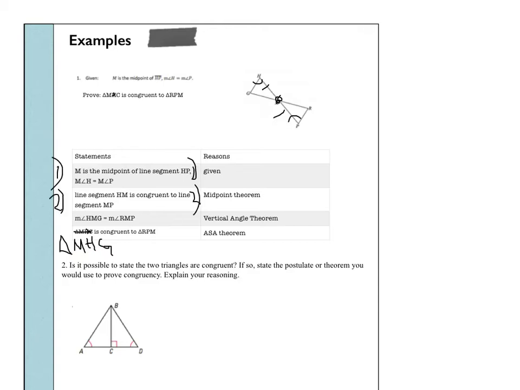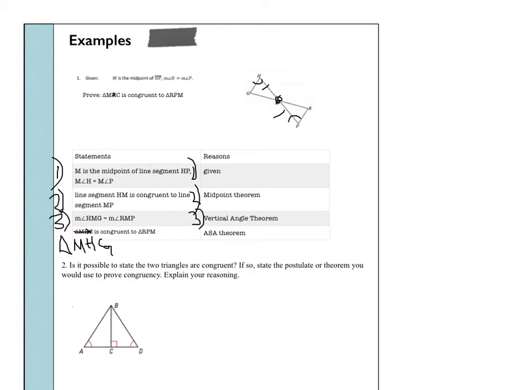Now my second step, I know that I'm going to probably have to know an angle, and a side and an angle are congruent, so I'm going to try to find one of those that is congruent. Well, I know that line segment HM up here is congruent to line segment MP here, which I wrote right here. And why do I know that? Well, I know that because of the midpoint theorem. Because up here we've stated that M is the midpoint, and we know that midpoints create two congruent line segments.